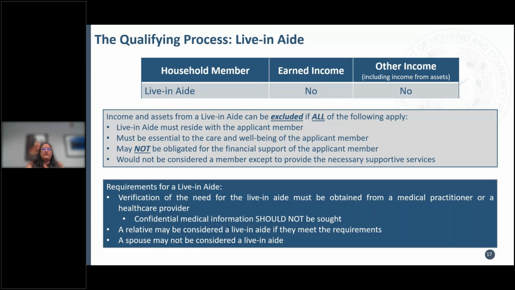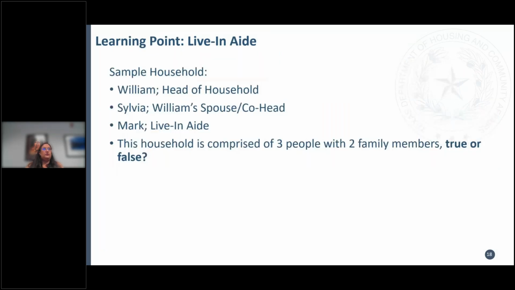So we have a poll here, and I'm going to leave this up on the screen for just a second. And let you guys look at that. We've got our sample household. We've got William as the head of household, Sylvia, who is William's spouse or the co-head, Mark, who is a live-in aide. True or false, the household is comprised of 3 people with 2 family members.